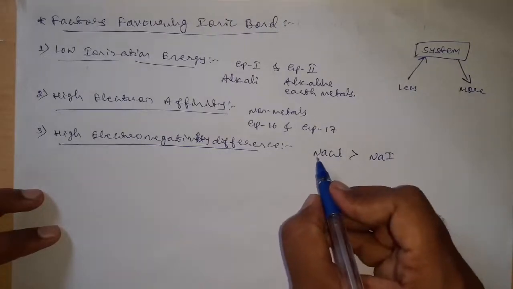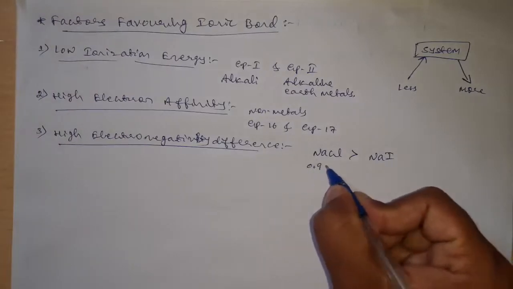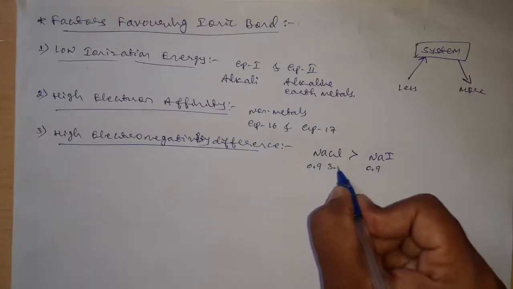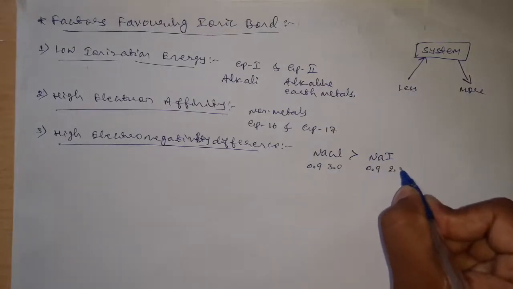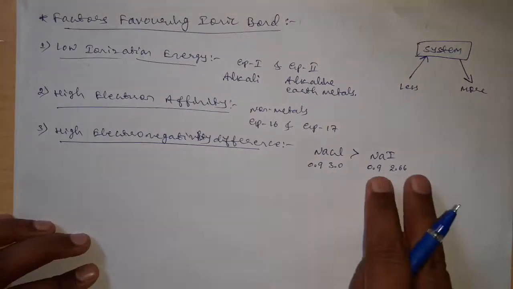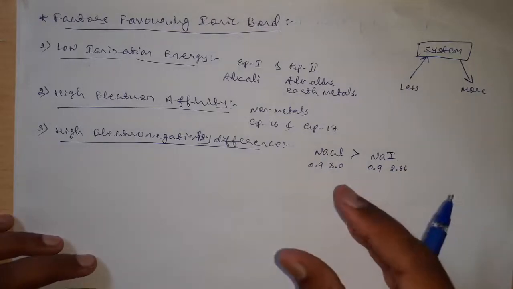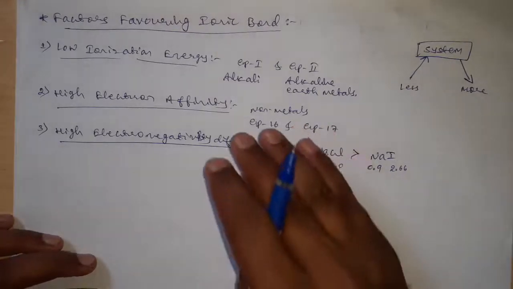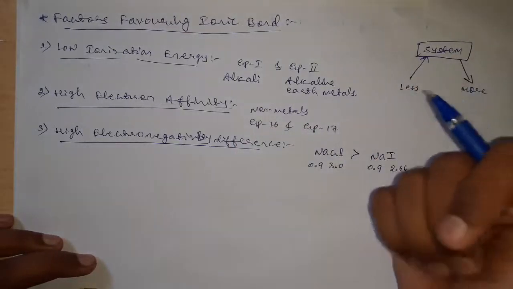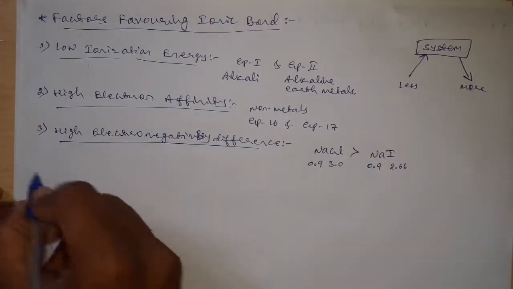Why? Because the electronegativity of sodium is 0.9, that of chlorine is 3.0, and that of iodine is 2.66. Here the electronegativity difference is more as compared to these two, therefore it is more ionic as compared to this one. What happens if the electronegativity difference is high? One atom will lose an electron very easily and the other will gain an electron very easily, and hence it will result in the formation of an ionic compound.